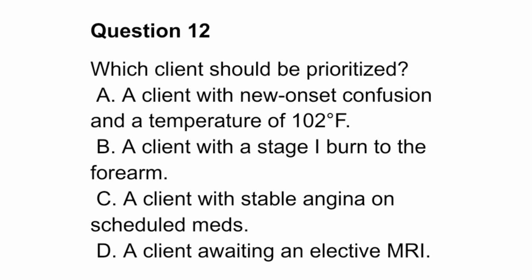Question 12. Which client should be prioritized? A. A client with new onset confusion and a temperature of 102 degrees Fahrenheit. B. A client with a stage I burn to the forearm. C. A client with stable angina on scheduled meds. D. A client awaiting an elective MRI.